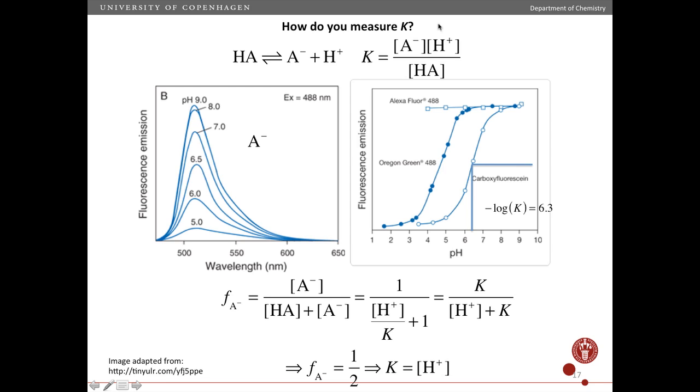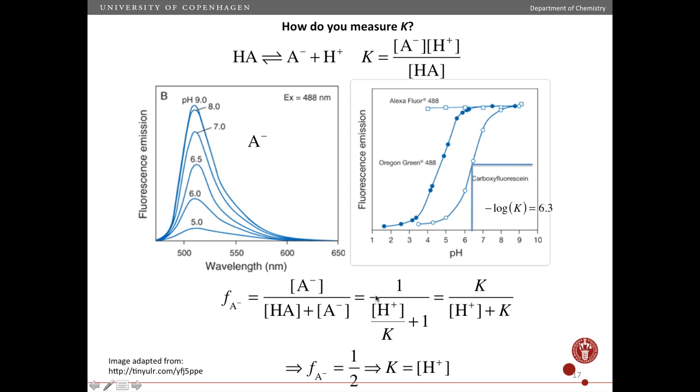So you can rewrite the equilibrium constant to give you this expression for the fraction of the molecules that is in the ion state, the deprotonated state. That expression is given here: it's the concentration of A minus divided by the total concentration of A. A is either deprotonated or protonated. So the lowest value this can have is 0, when you have 0 of this, and the highest value is 1, when you have 100% of this.